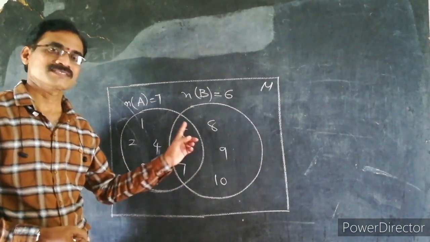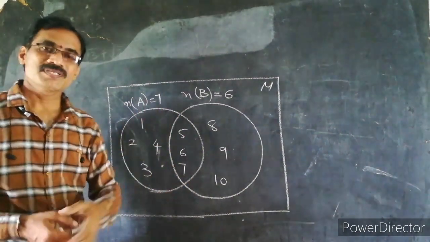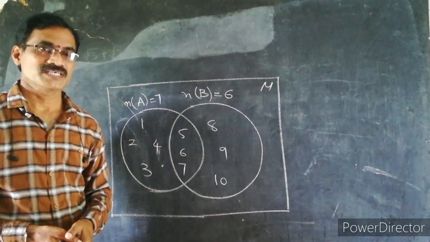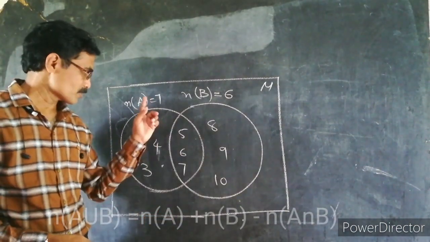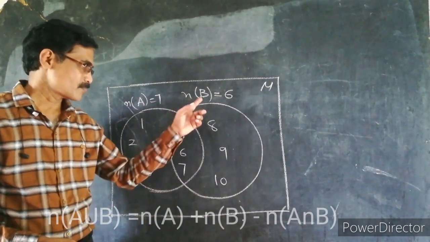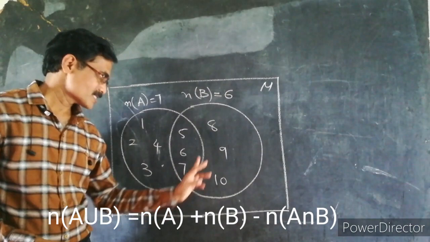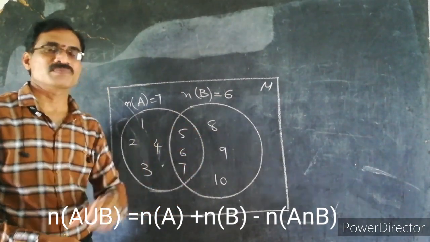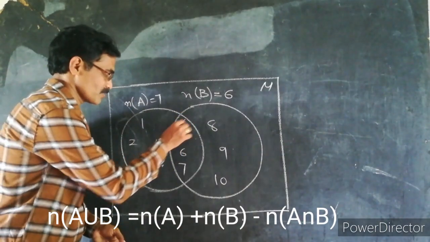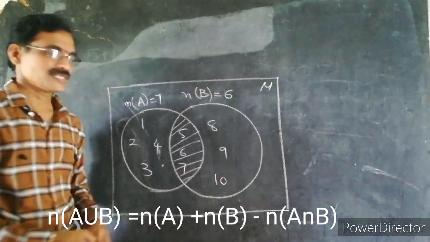So now we can define the principle for the number of A union B. How can we define it here? The number of A union B means the number of A plus the number of B minus this part. What is denoted by this part? The number of A intersection B. This part is known as A intersection B. We already learned this in our Venn diagrams topic.